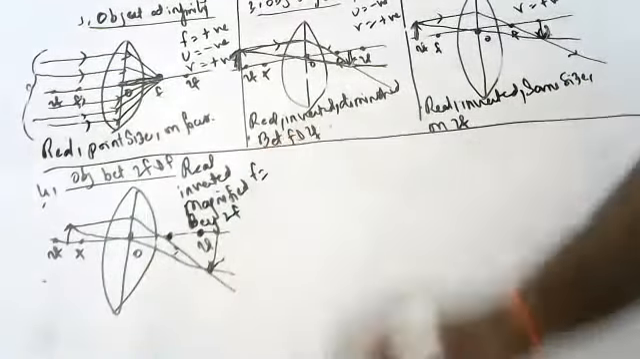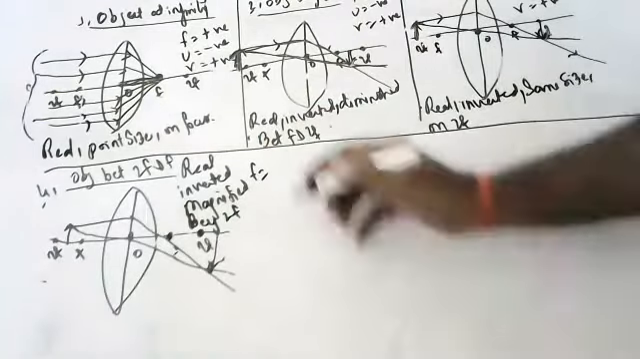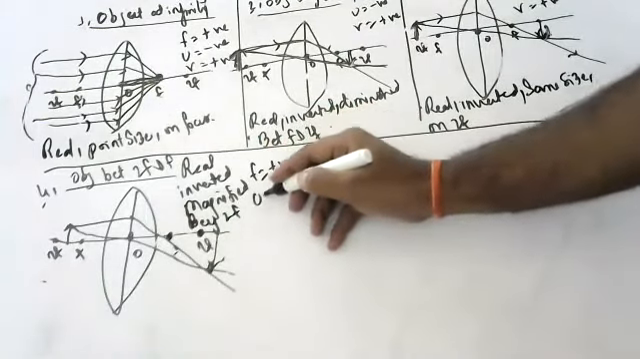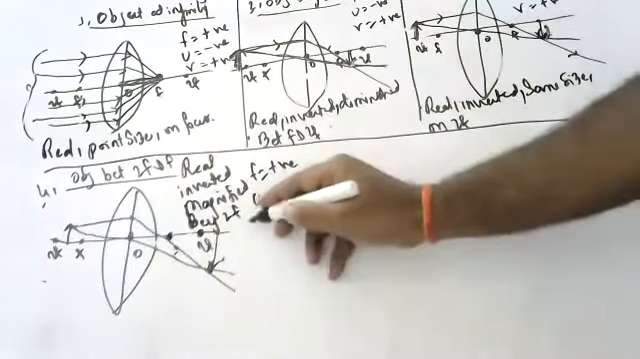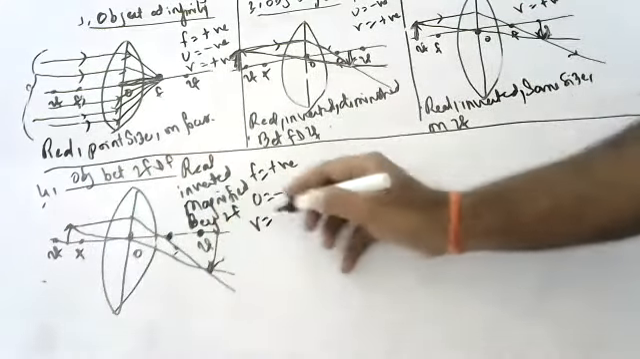Focal length is positive, children. Please see here. Focal length is positive for a convex lens. Object distance is always negative because it is on this side. Image distance is positive because it is on the opposite side.